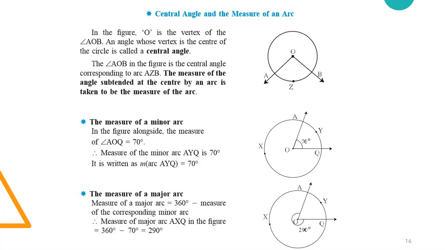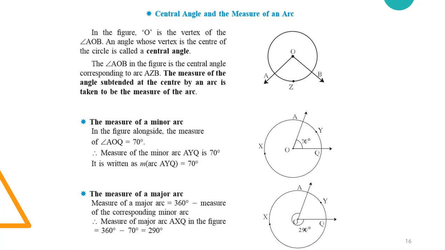Central angle and the measure of an arc. Now, in this particular figure, O is the vertex of angle AOB. An angle whose vertex is the center of the circle is called a central angle. So, this becomes a central angle because its vertex is the center. So, I have angle AOB as the central angle.